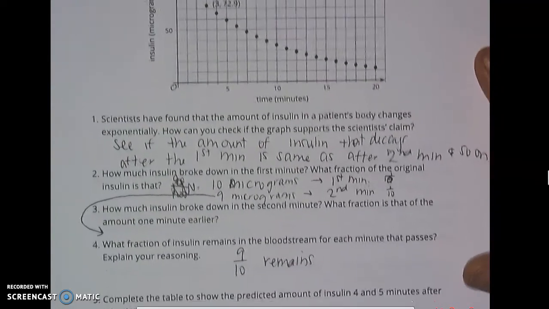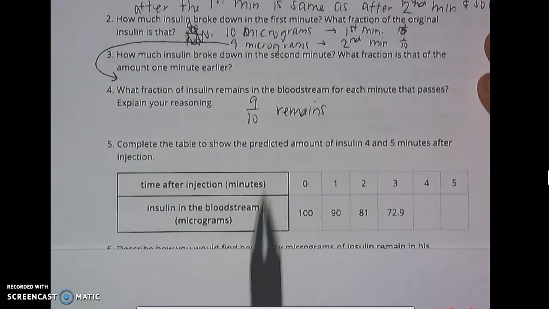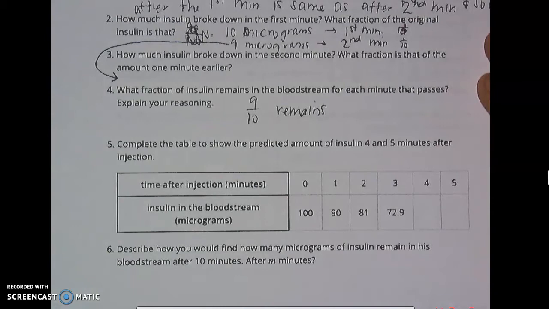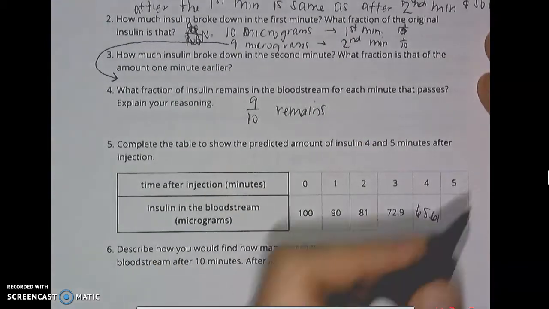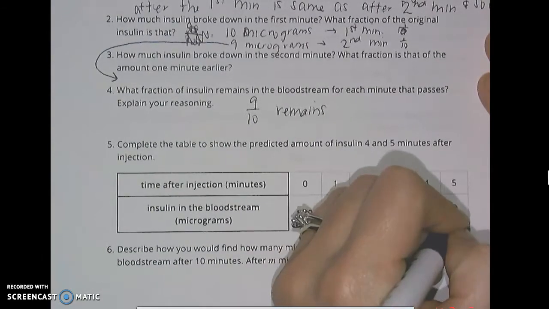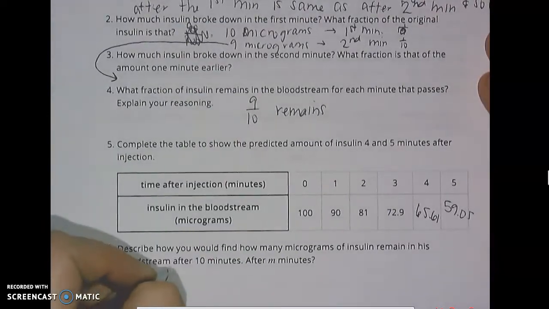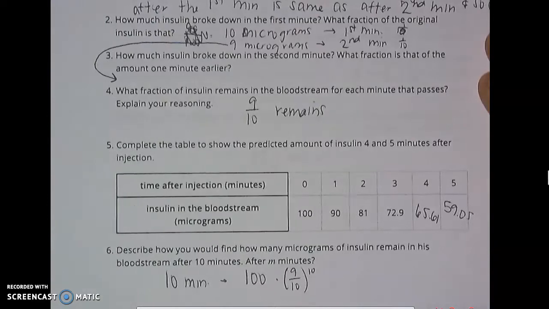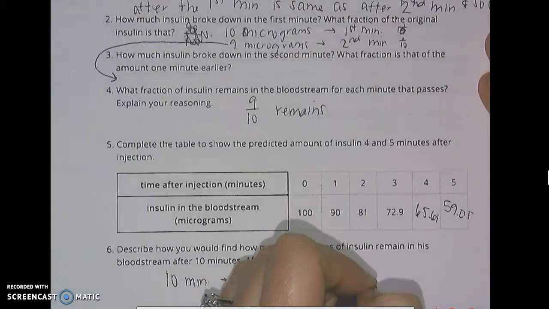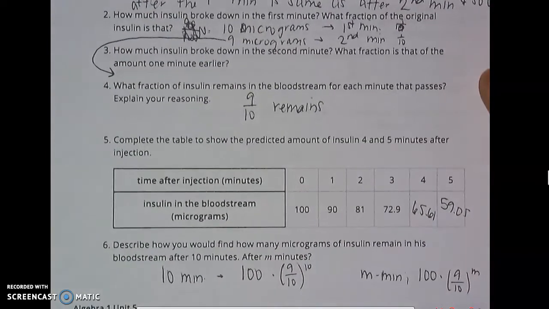Okay, last thing here, part of our last thing here is we're going to keep continuing on this process. So if each time we have 9/10 that remains, we would take 100, multiply it by 9/10 to figure out what we have left. And we're going to keep going. So we take this 72.9 and we multiply it by 9/10, we would get 65.61. And if you multiply this by 9/10 again, you would get to 59.05 micrograms. So the last thing here, describe how you would find how many. Well, with this, we would take 10 minutes would be 100, what we started with, times 9/10 to the 10th power. And that's going to tell us how much it would be. For m minutes, we would take 100 times 9/10 to the m power and plug in m for whatever that is.